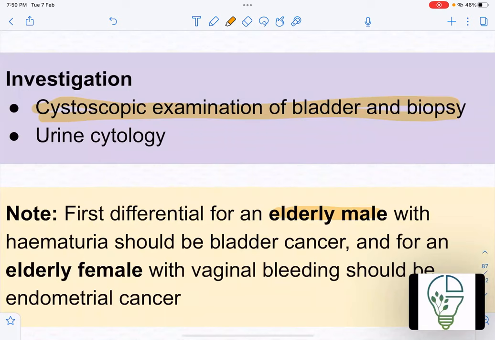For an elderly female, you can think of endometrial cancer, but that is vaginal bleeding. She can mistake it for hematuria because obviously she may have gone through menopause. But when you look at it, you must keep both in mind.